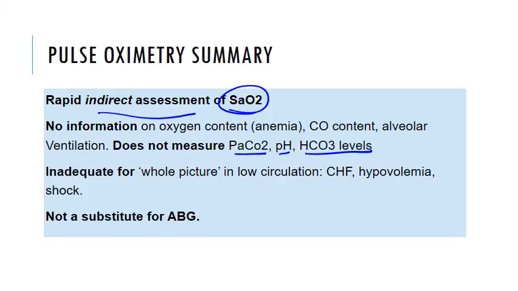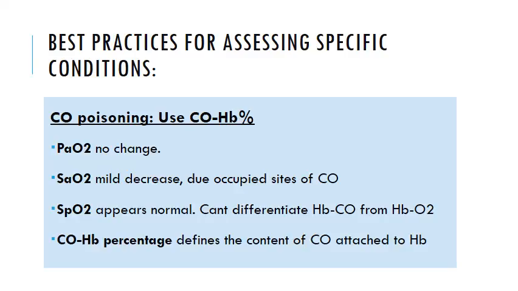In another example, as in low cardiac output syndromes like CHF, hypovolemia, and shock, hemoglobin can still be saturated, but the system is suffering from a low perfusion state. So the bottom line is that the pulse ox is not a substitute for arterial blood gases, and it's inadequate for the whole picture. Another limitation of peripheral oxygen saturation is in assessing anybody suspected of carbon monoxide poisoning. So a pulse ox can't differentiate carboxyhemoglobin from oxygenated or deoxygenated hemoglobin.